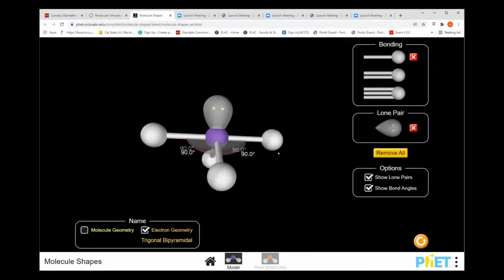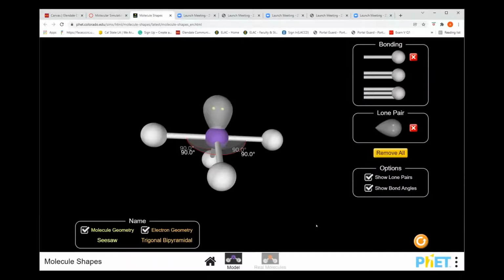Then in this scenario, the molecular geometry, you cannot look at the lone pair. What you see is a seesaw. Kid sitting here and one sitting here. This is going up and down, seesaw. You guys see that? Yeah.